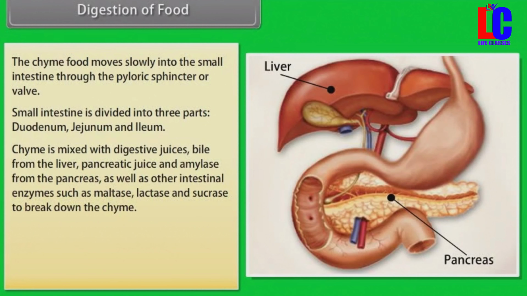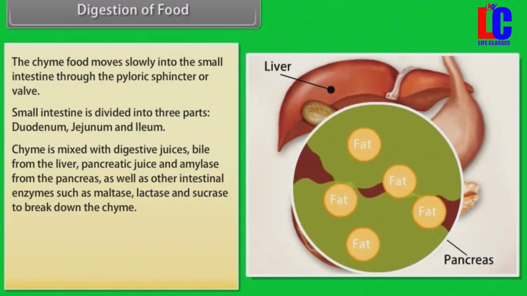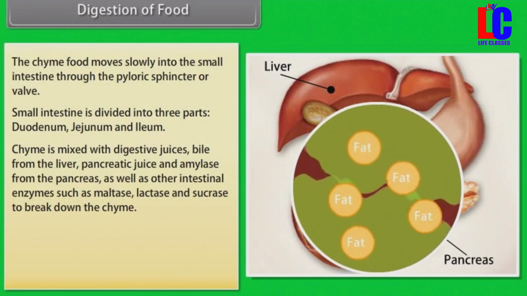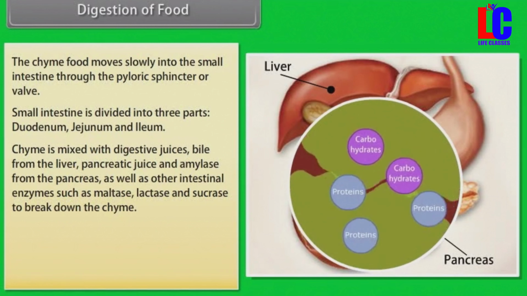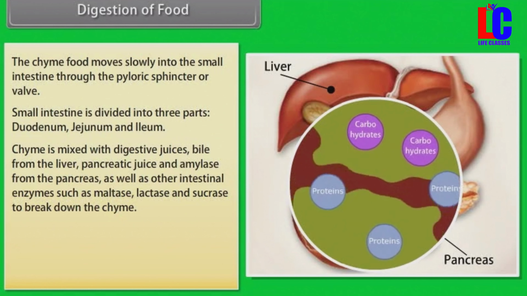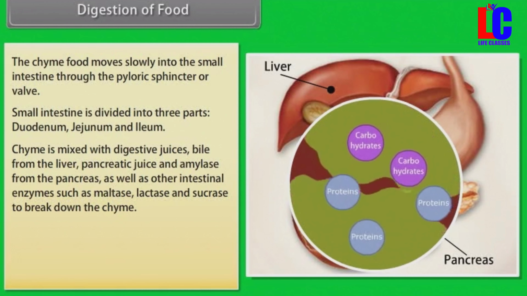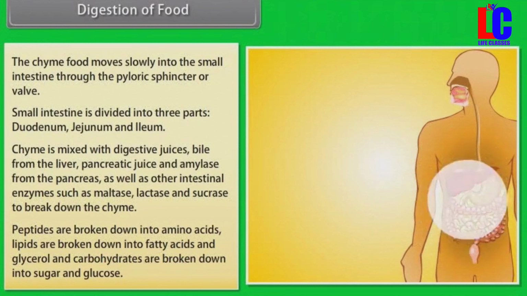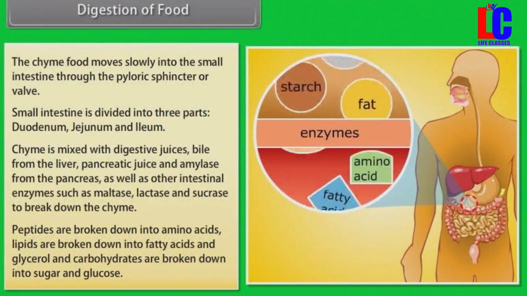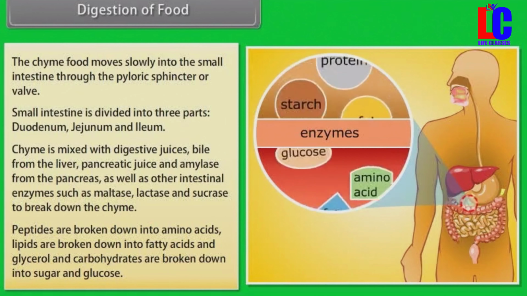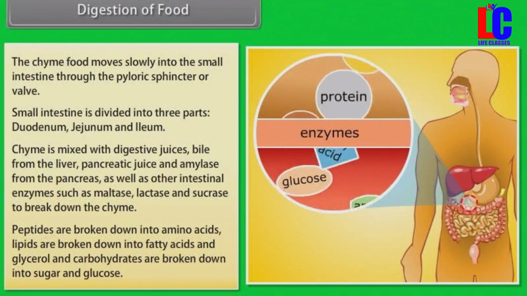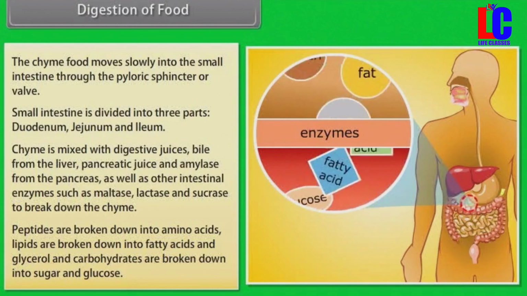Chyme is mixed with digestive juices, bile from the liver, pancreatic juice and amylase from the pancreas, as well as other intestinal enzymes such as maltase, lactase and sucrase to break down the chyme. Peptides are broken down into amino acids, lipids are broken down into fatty acids and glycerol, and carbohydrates are broken down into sugar and glucose.